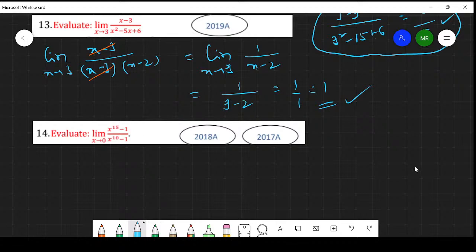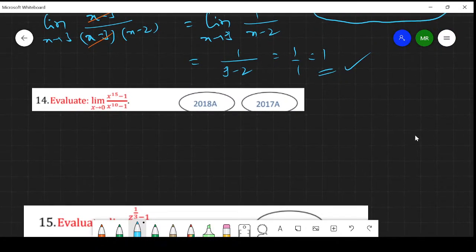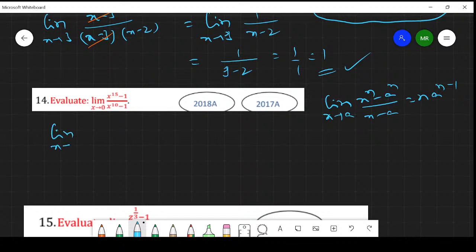Limit x tends to 0, x power 15 minus 1 by x power 10 minus 1. So again, the same formula you remember. Limit x tends to a, x power n minus a power n by x minus a, equal to n into a power n minus 1. What I will do now: limit x tends to 0, x power 15 minus 1 by x power 10 minus 1, divide numerator and denominator by x minus 1.